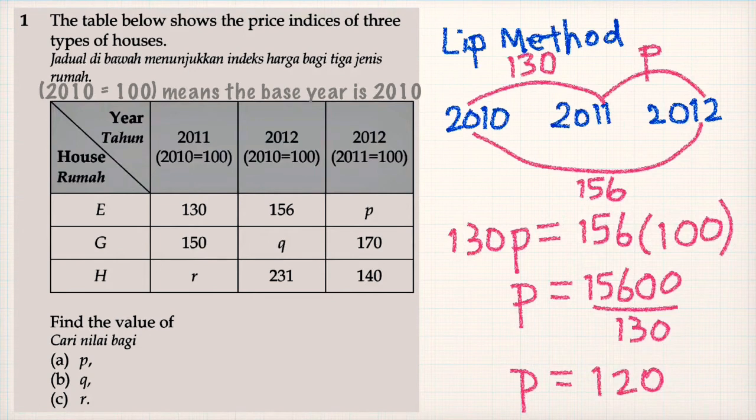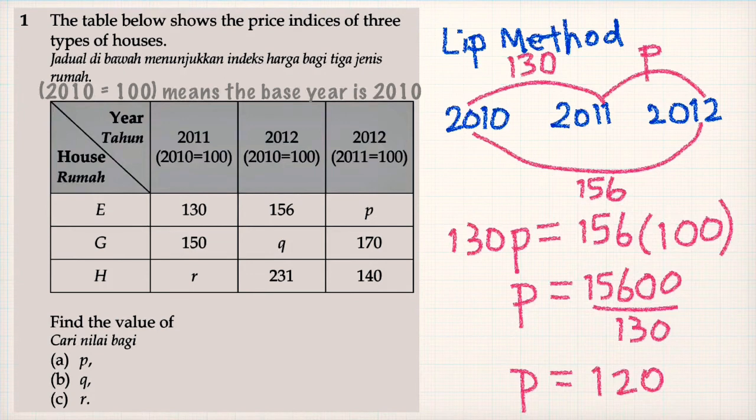The first branch is labeled 130 because the first column is 2011 based on 2010, so we label 130 there. The second leap has 2012 and 2011, so the last column, 2012 based on 2011, will be labeled P. And the longer leap, which is 2012 based on 2010, is 156, so you label it down there.